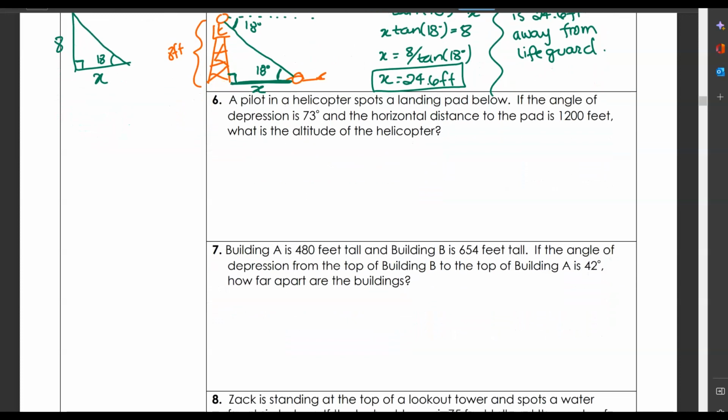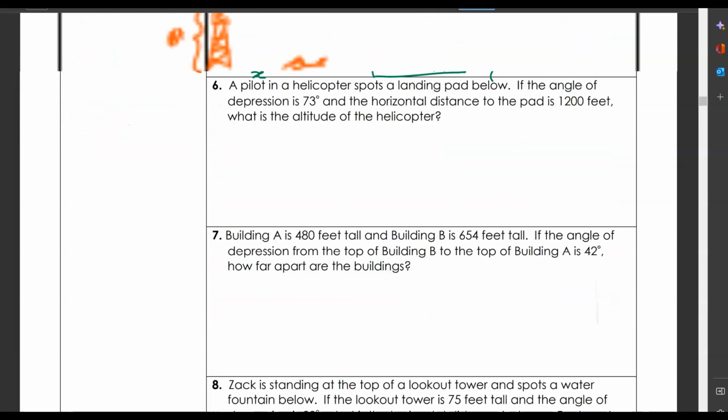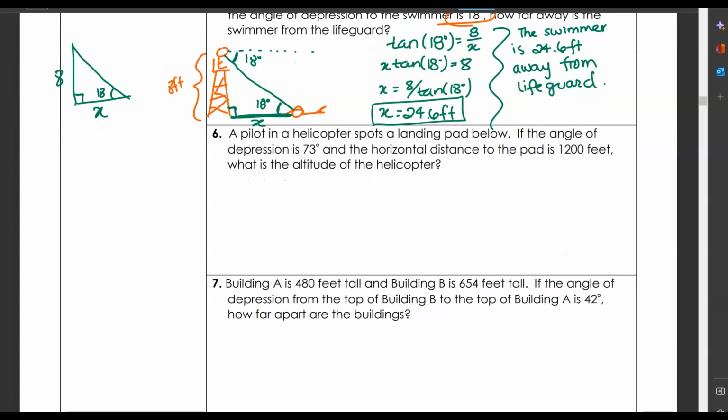All right, let's look at the next question. We'll do one more, and then I'll let you all do the last two here. So a pilot in a helicopter spots a landing pad below. So here's my helicopter. Spots a landing pad below at an angle of depression of 73 degrees, right? So from the line of sight, that angle of depression, see if I can draw a semi-straight line here. This angle right here is going to be the 73 degrees.